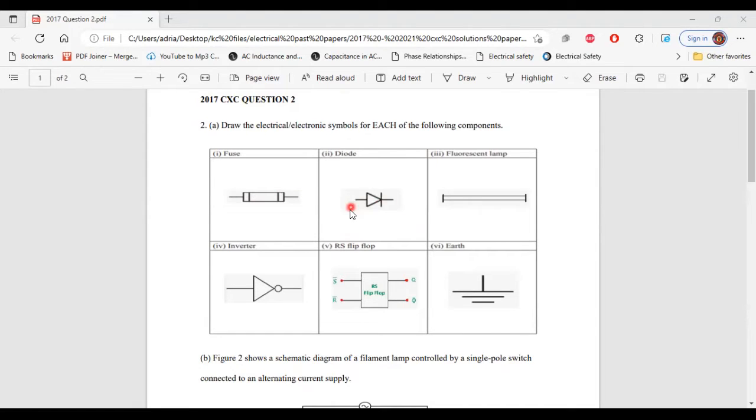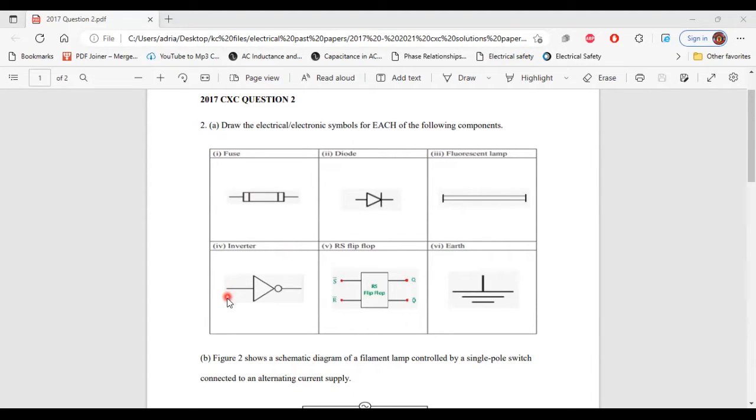Part two, we have the symbol for a diode. Part three, we have one of the symbols for a fluorescent lamp. I think there are two to three symbols that you could use to represent the fluorescent lamp.